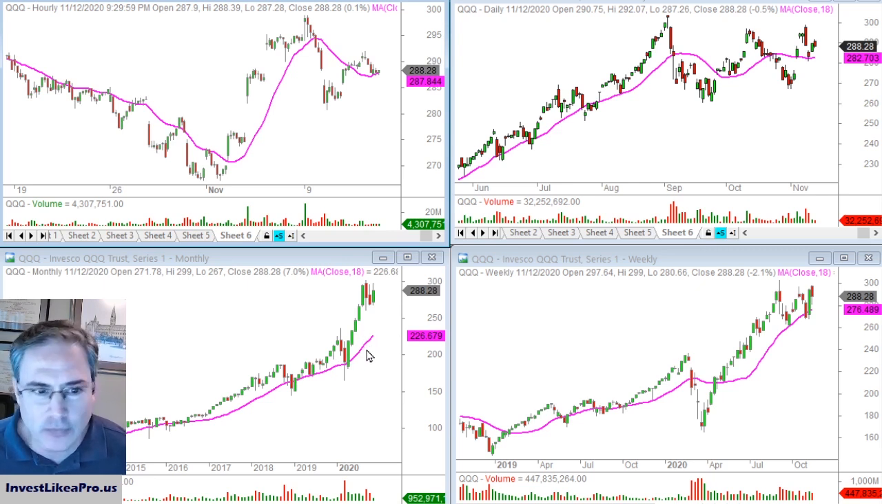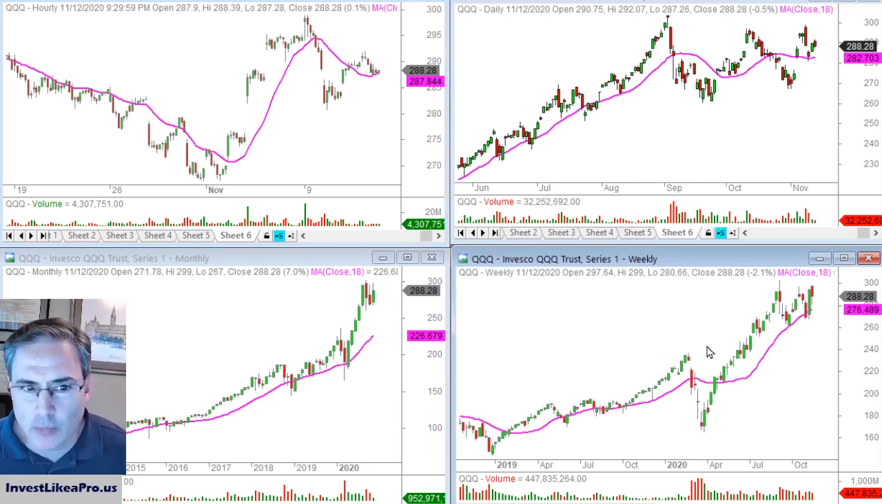The negative that I see in this situation is that it's still pretty far away. There's a pretty decent amount of separation in the QQQ from its 18-month moving average. And obviously, the lower risk entries are where you're at or near or maybe just below a rising 18-month instead of being stretched away.